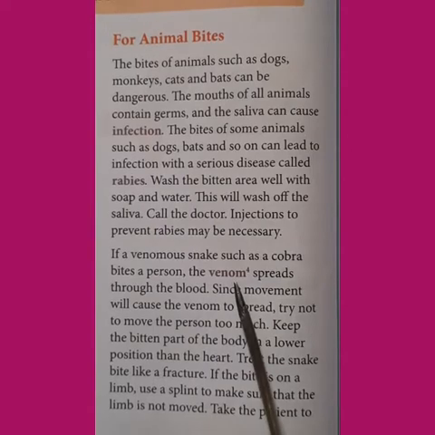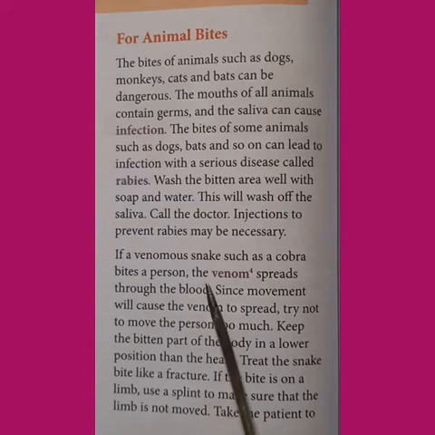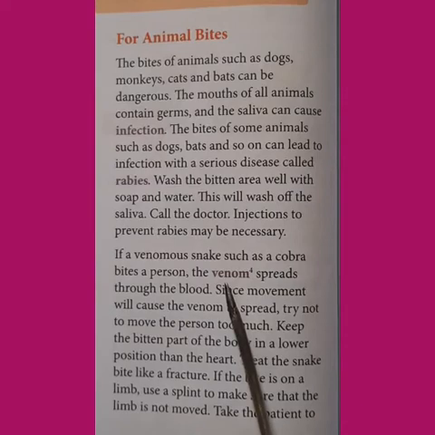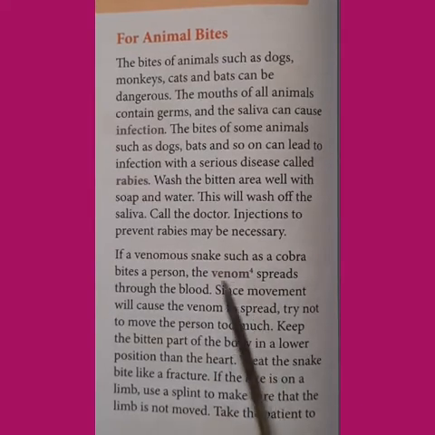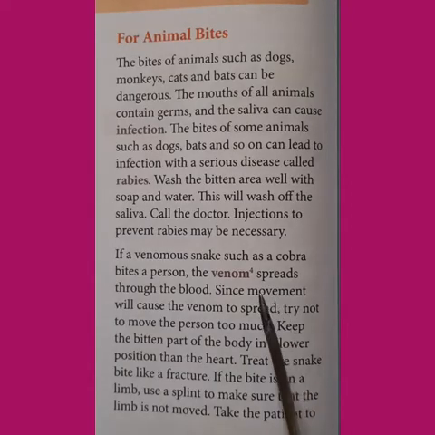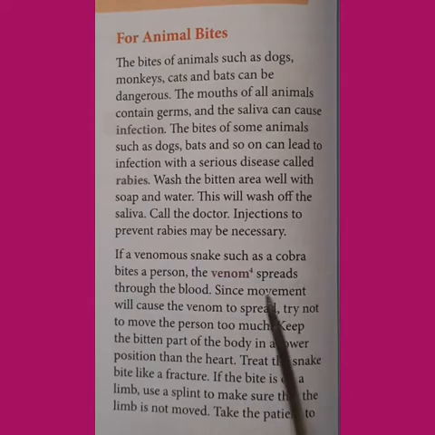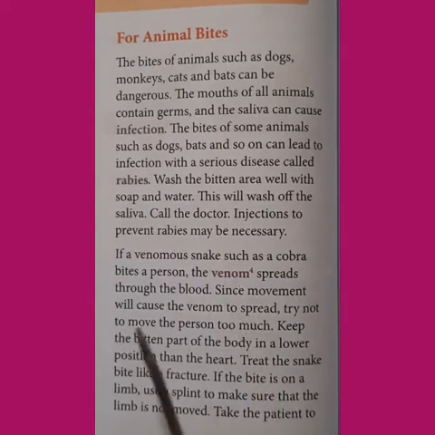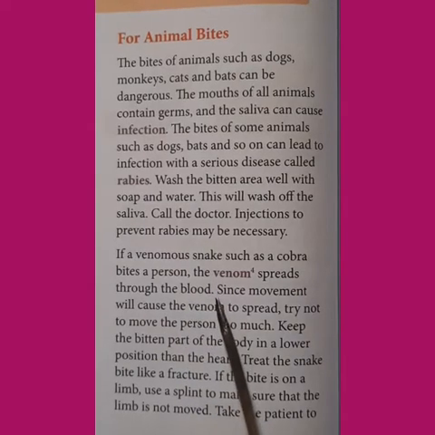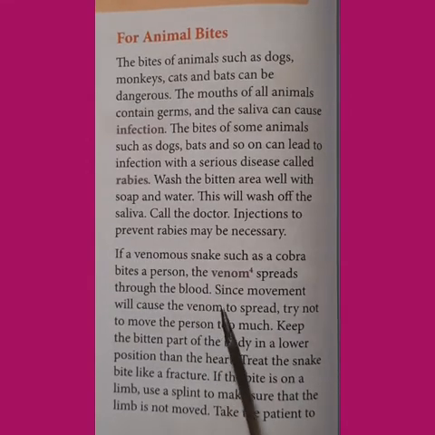If a poisonous snake, a venomous snake such as a cobra, bites a person, then the venom spreads through the blood. What do you mean by venom, children? Venom means poison. The poison that is present in the mouth of the snake or in the body of a scorpion is known as venom. If the venom spreads through the blood, then it is very dangerous. The person may lose his life also.